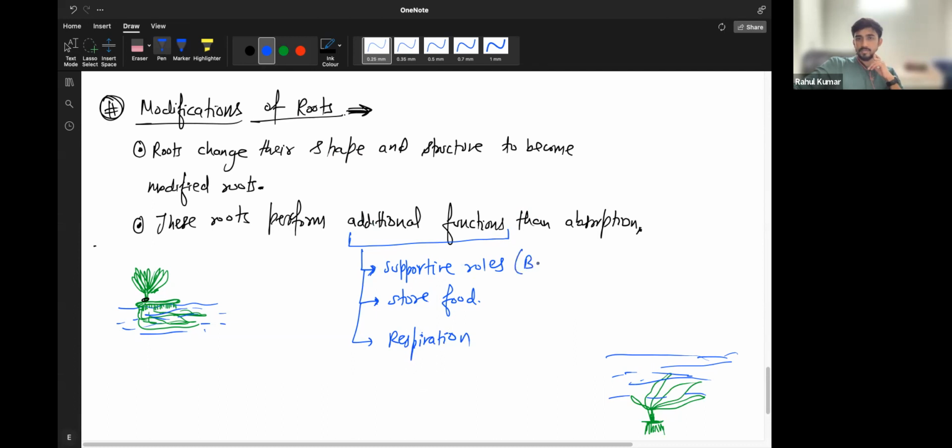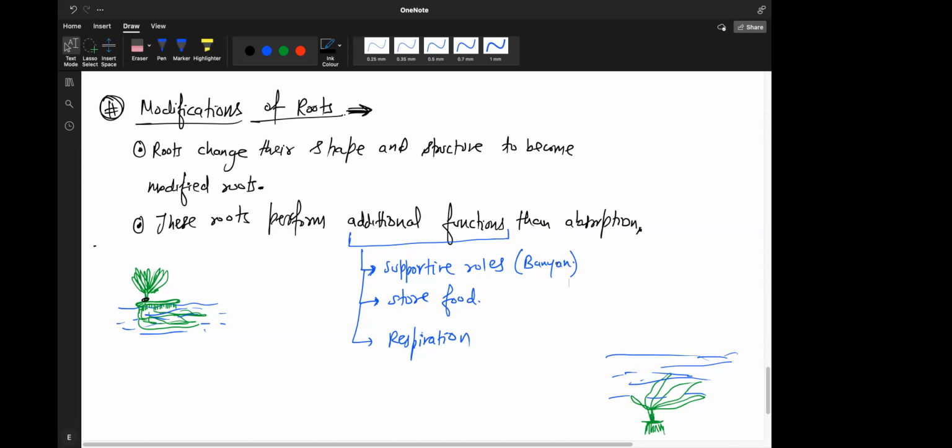So supportive roles is in banyan. I was telling you about those roots which come down, right? From the branches towards the ground. Have you seen a banyan tree? Kiram, have you seen a banyan tree ever in pictures? Yeah, in pictures I've seen. Right, Aisha?